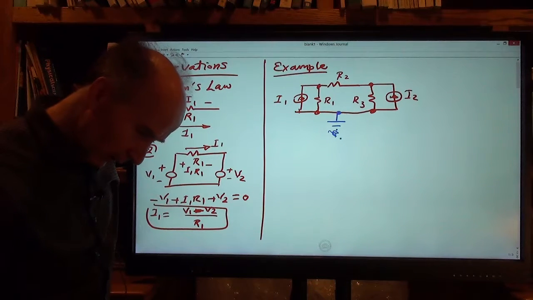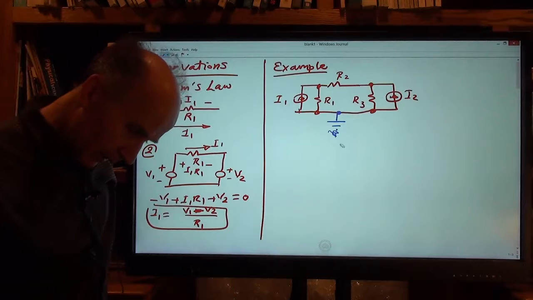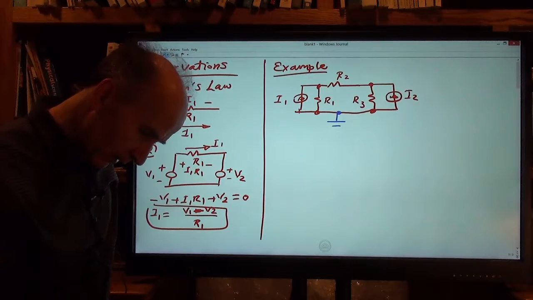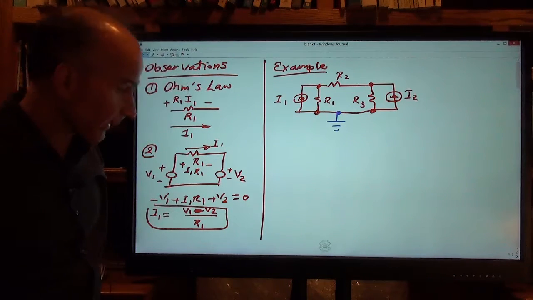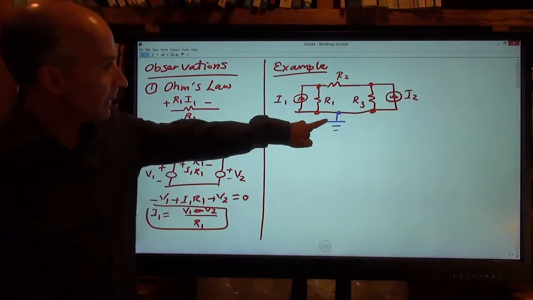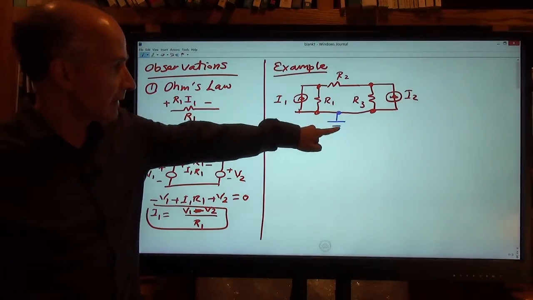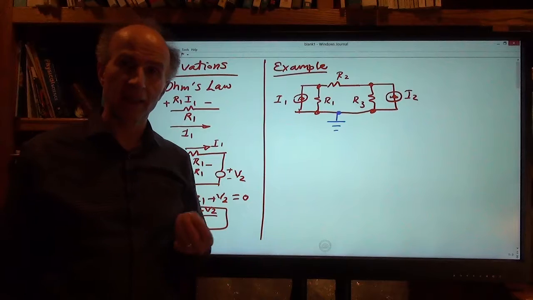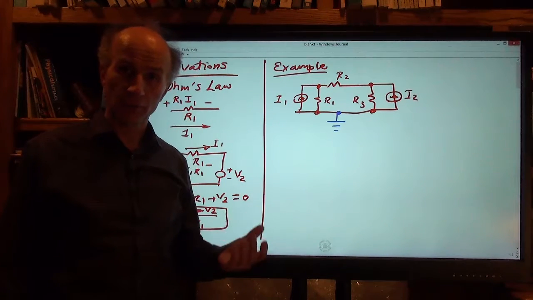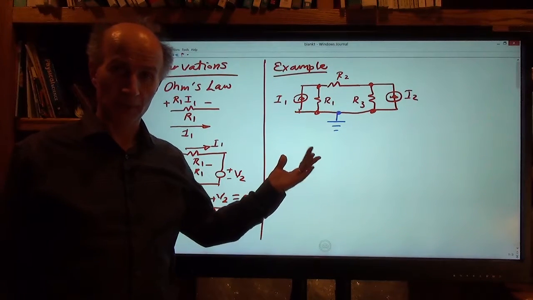Okay. All right, well, sorry. Let me erase this. Let me put one more dot here. So the 3 dashed lines in decreasing length indicate ground or the reference point. So that's our reference point. That's our reference node.